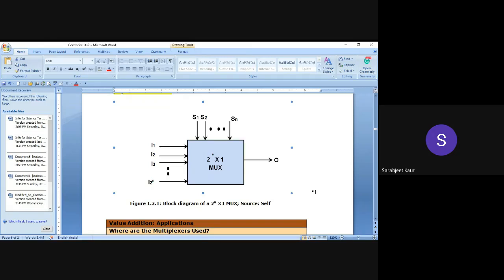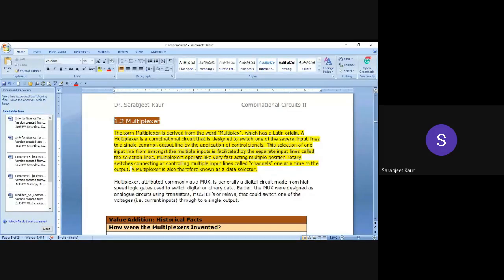I'll be discussing more about this with a very small configuration of a multiplexer. We will start with a very basic one, which is a 2 cross 1 multiplexer. A multiplexer is also known as a MUX or a data selector. We will be talking about that in detail, discussing the design of a 2 cross 1 MUX. But let me first ask some student to help me by reading the text on the screen.